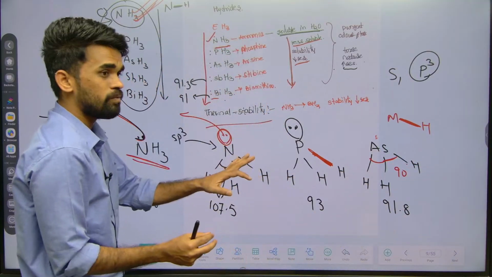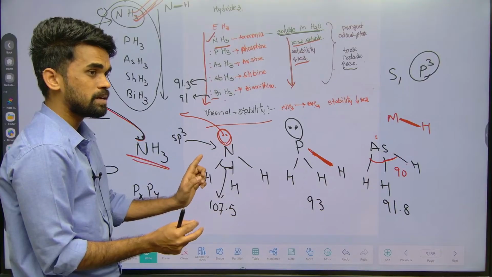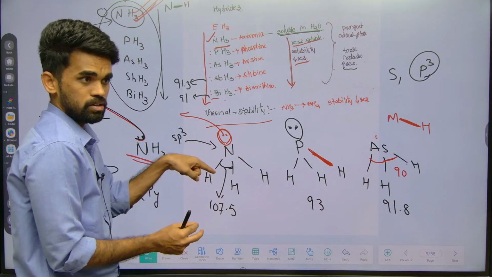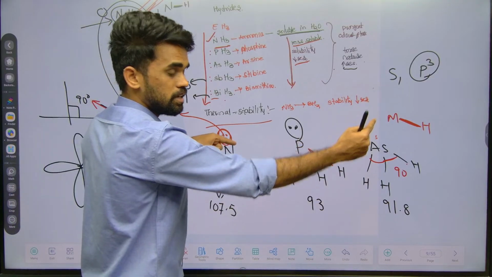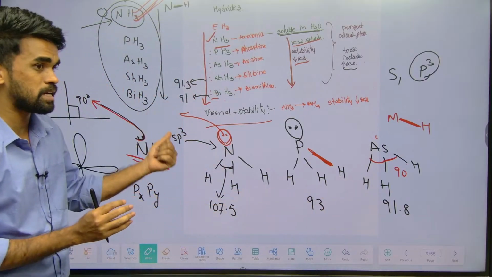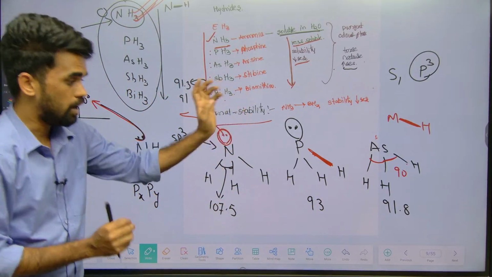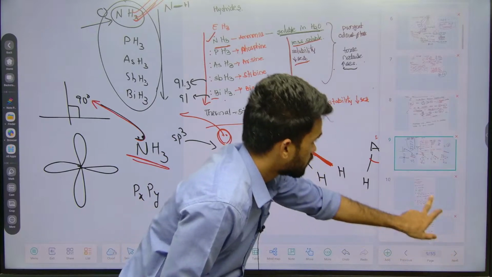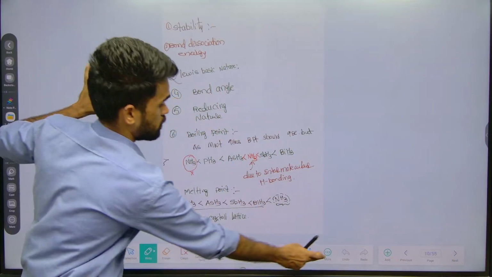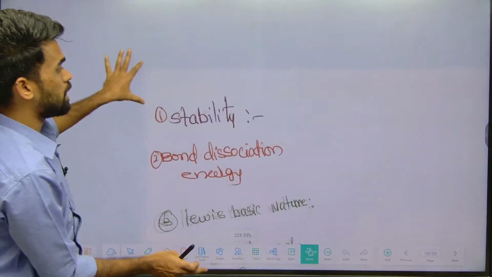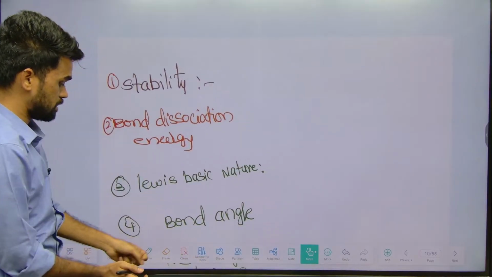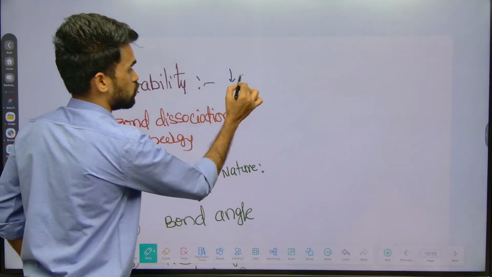So that's why, which is more basic, I am saying? Ammonia. And down the group that basic nature decreases. So which is more basic out of all these? Now tell me all these orders. What happens to stability down the group for the hydrides? Stability decreases down the group.